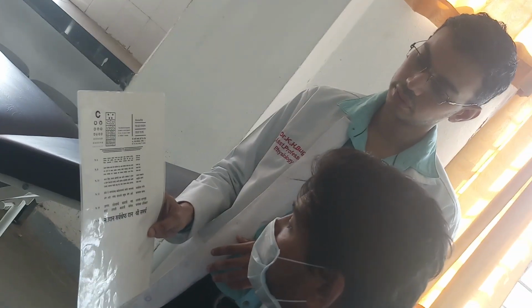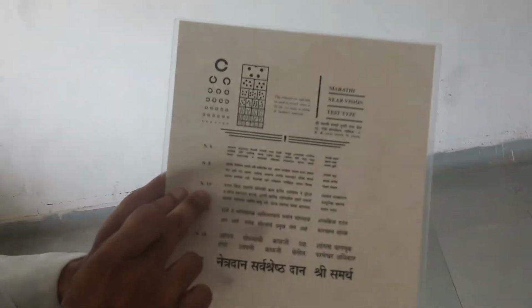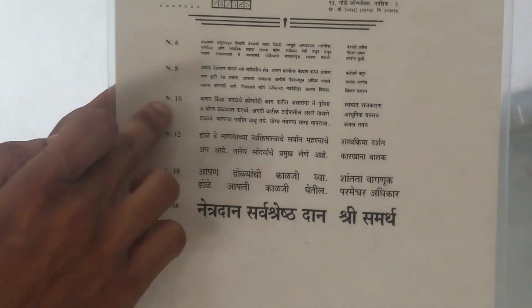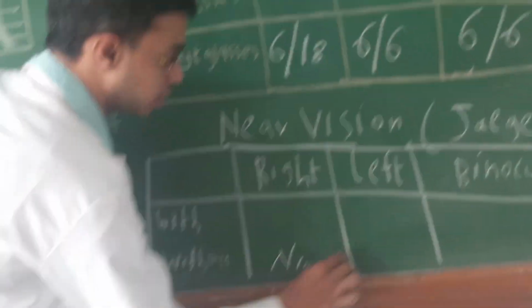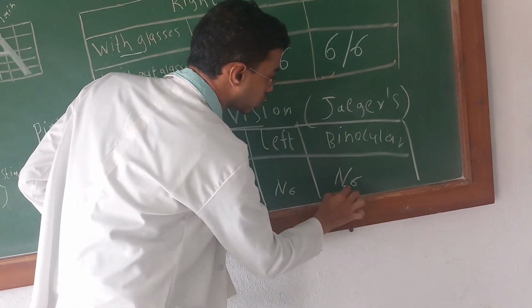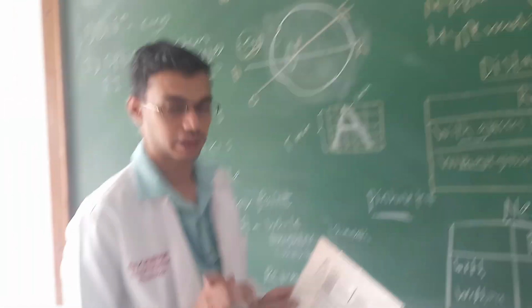So N6 is for both eyes. So that means the person can read with the right eye only N10. If you ask the person to close the left eye and read with the right eye, it is N10. Right eye N10, left eye N6, and both eyes N6. Normal vision with both eyes is N6. That means the person's near vision is normal, N6.